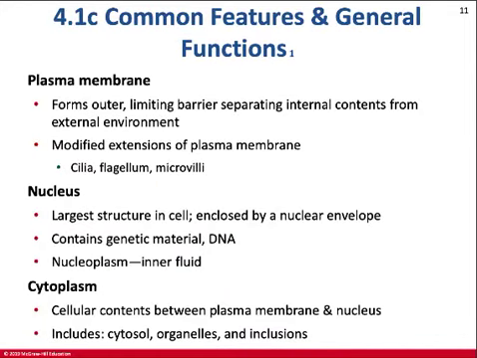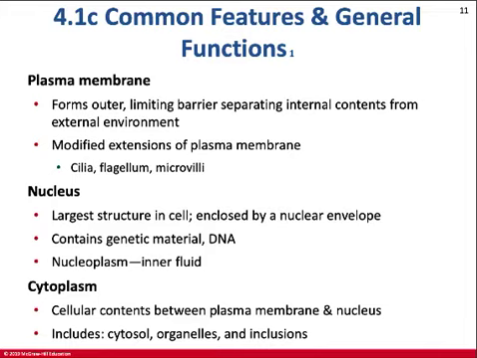Common features: the plasma membrane is the outer phospholipid bilayer, and sometimes you'll see extensions such as cilia and flagella, which are microtubule-based structures that use ATP for fuel and promote movement. Cilia promote movement of materials across the surface of a cell, while the flagella promote movement of the cell itself. Microvilli are essentially extensions of the cell membrane designed to increase surface area, and their structure is maintained by microfilaments.